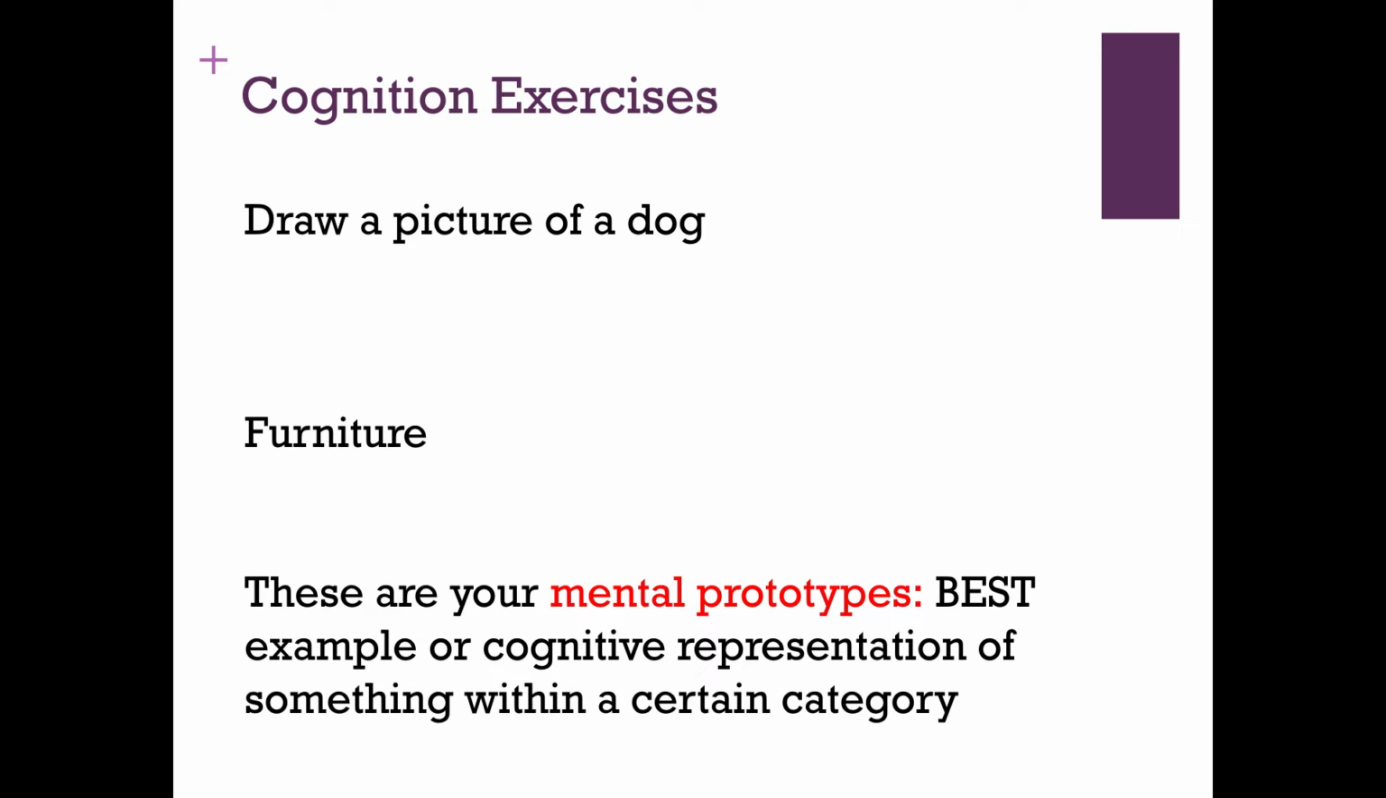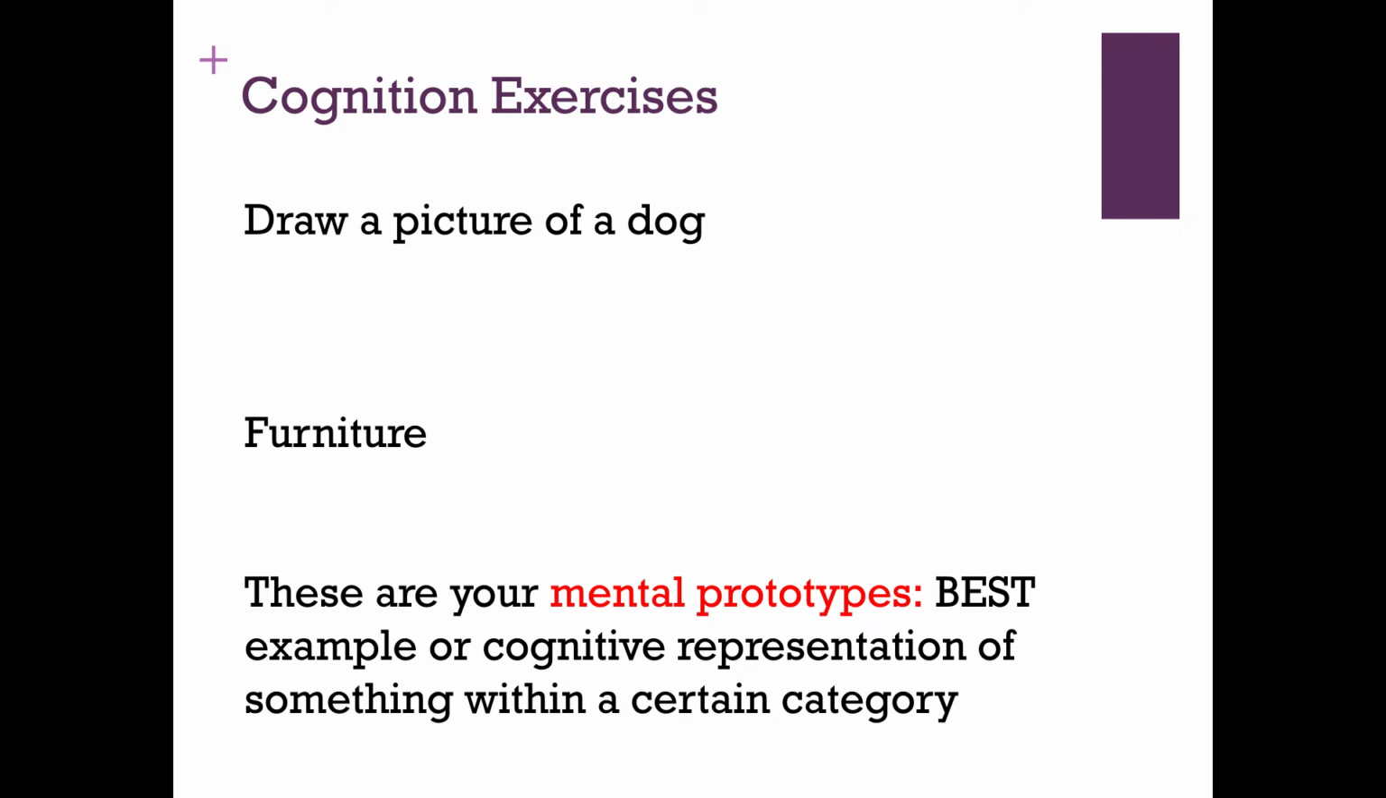Really quickly, I want you to draw a picture of a dog. Also draw a picture of a piece of furniture. And just pause the video. Whatever you just drew is an example of your prototype, a mental prototype, which is the best example or the cognitive representation of something within a certain category.